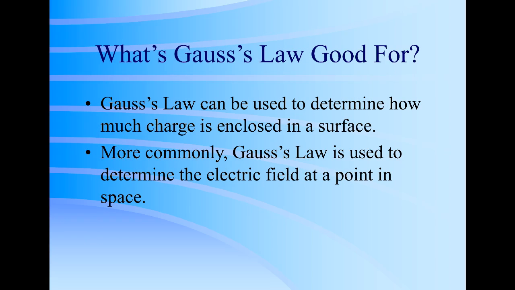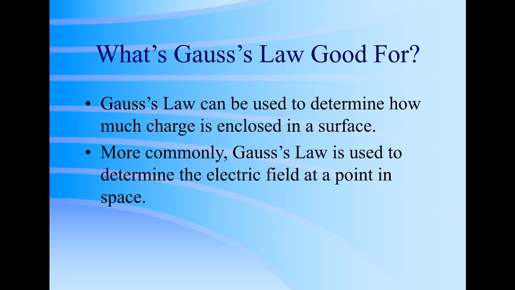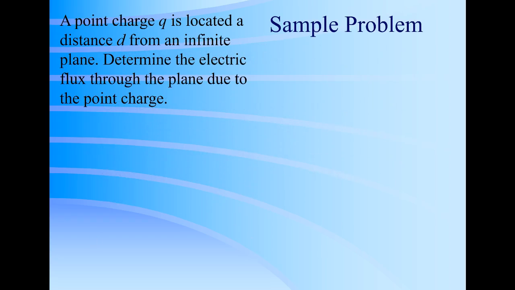So what can we use Gauss's law for? We can figure out how much charge is enclosed by a surface. Okay, so we can use it to find Q enclosed. But more commonly, we use it to find the electric field at a point in space. So E of r. Okay, now let's do one quick example. Okay? And then we'll move on.